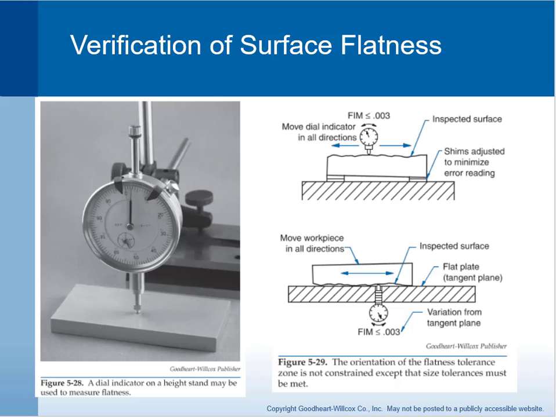We check it with an indicator and a height stand. What we do is we run the indicator over the part and we check for full indicator movement. If the full movement of the indicator is less than or equal to 3/1000ths, then we know the part is good. It meets that condition.